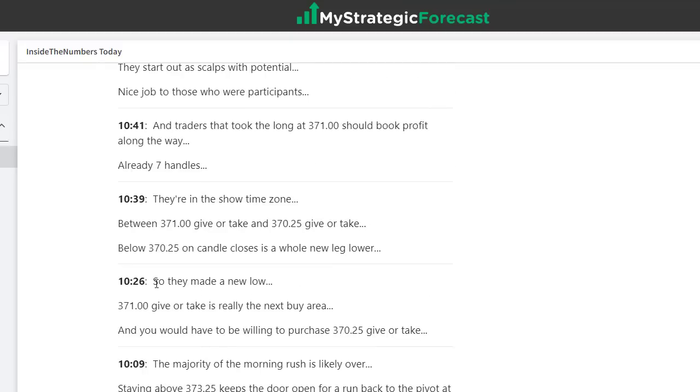We're moving along. Here you go, 10:26. They made a new low. Therefore, 371, give or take, is really the next buy area. That was your second bite at the apple this morning from an SPY perspective.